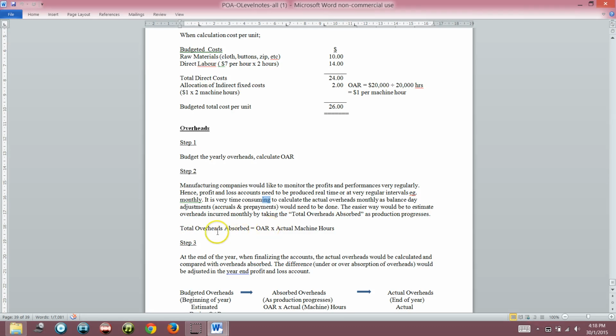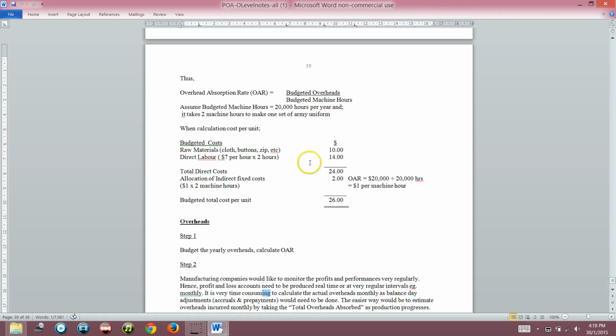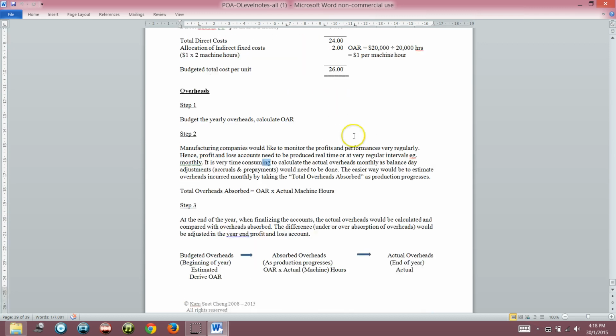Okay, for example, total overhead absorbed for January will be equal to our overhead absorption rate times our actual machine hours. This is based on the assumption that our overhead absorption rate is derived based on the budgeted machine hours, which is usually the case. We derive the overhead absorption rate based on budgeted machine hours for most cases. In some cases we use direct labor hours, or a per unit basis, but most of the time it is budgeted machine hours. So the total overhead absorbed for the month, for example for January, will be equal to the overhead absorption rate times the actual machine hours.